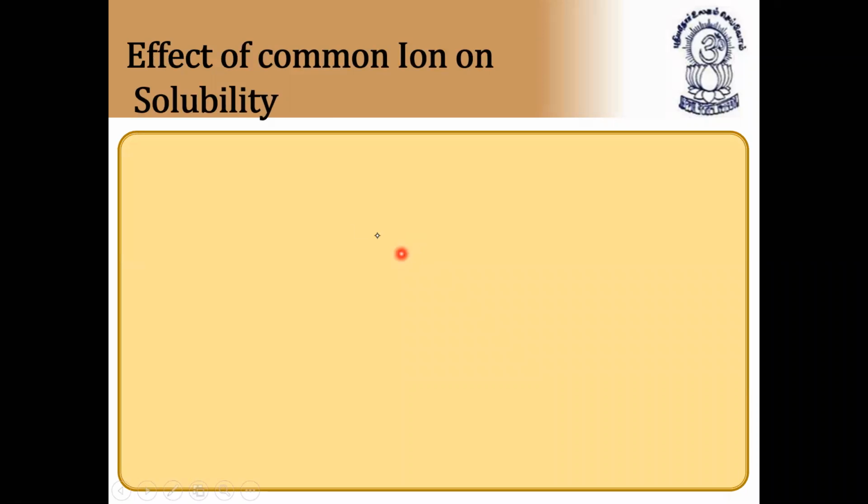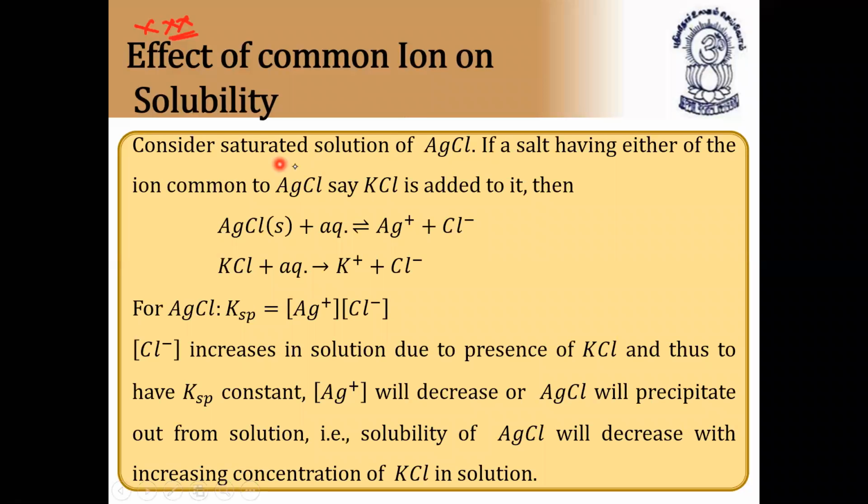Effect of common ion on solubility. This concept is very, very important. If a common ion is present, then the solubility will change. So let us discuss now. Consider a saturated solution of AgCl, silver chloride. If a salt having either of the ions common to AgCl, say KCl, because the common ion is Cl minus, is added to it, then AgCl dissociates to form Ag plus and Cl minus. KCl also dissociates to form K plus and Cl minus. So for AgCl, Ksp is equal to Ag plus times Cl minus, and the Cl minus ion concentration increases in solution due to the presence of KCl. Very, very important.